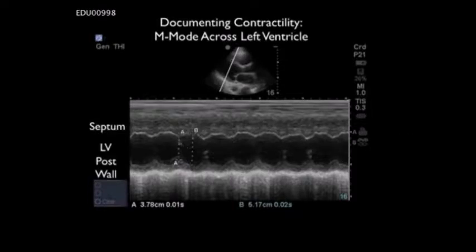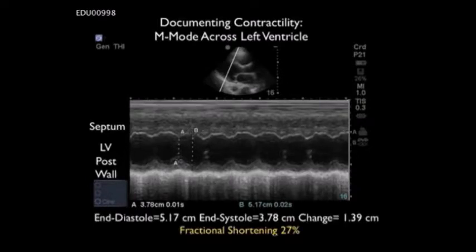We can calculate the fractional shortening of this hypocontractile heart by placing the M-mode cursor across the left ventricle, and we see A end systolic diameter of 3.78. We can also look at the widest diameter as B end diastolic diameter, which is calculated at 5.17 centimeters. Therefore, this fractional shortening is much decreased at 27%.